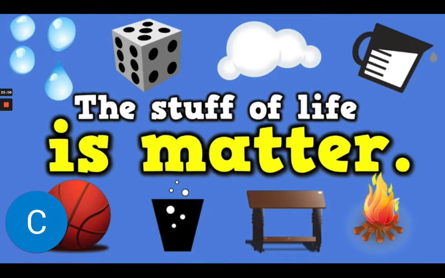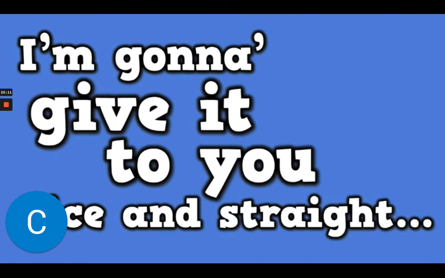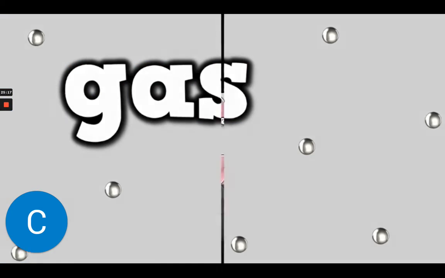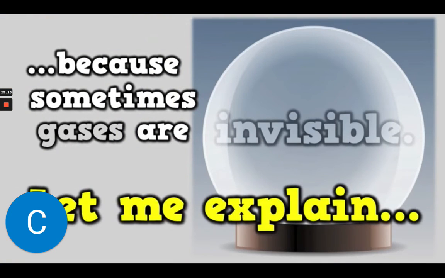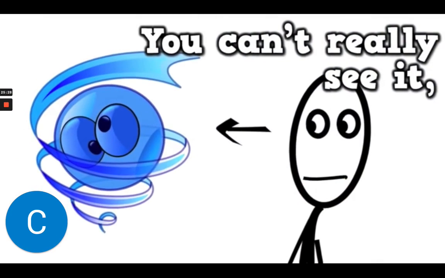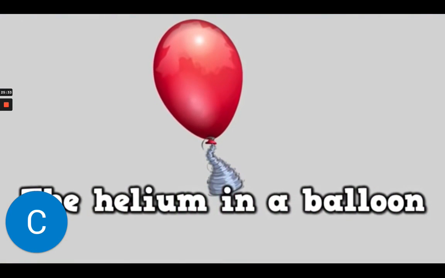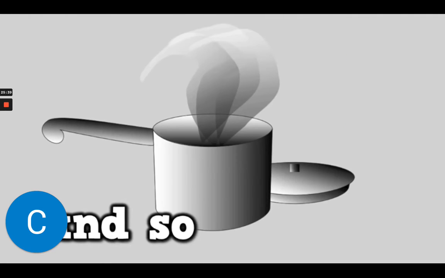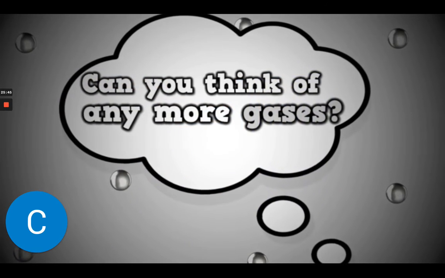A gas expands to fill any space. Now a peculiar look may come to your face because sometimes gases are invisible. Let me explain. You can't really see it, but you know it's there. All around you is a gas called air. The helium in a balloon is a gas, and so is the wind as it blows past. Smoke is a gas, and so is steam. You're blowing out gas when you use the AC. Can you think of any more gases?